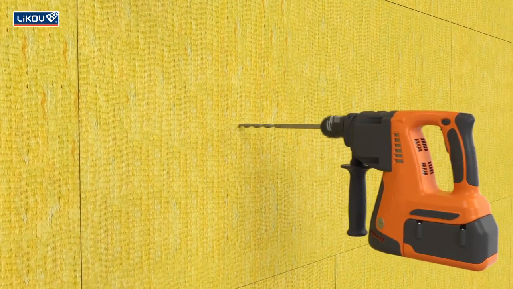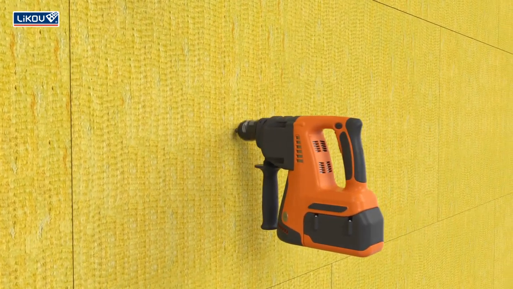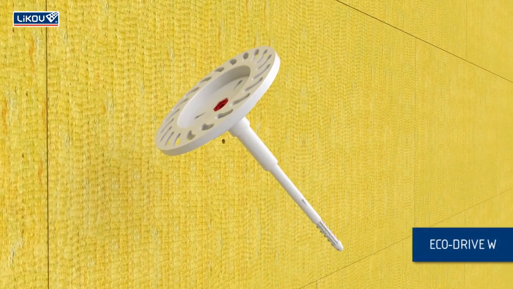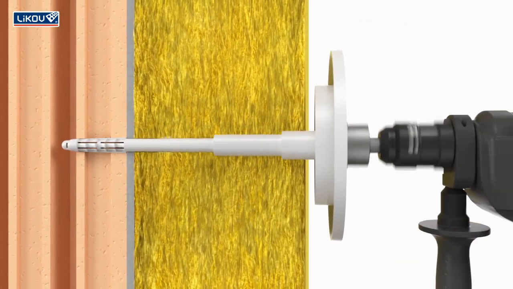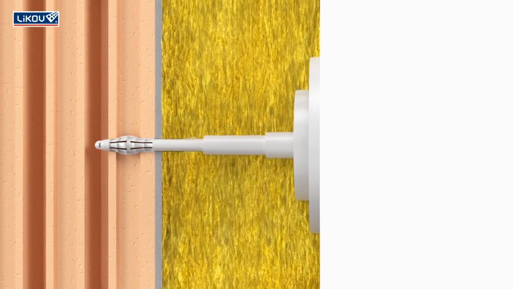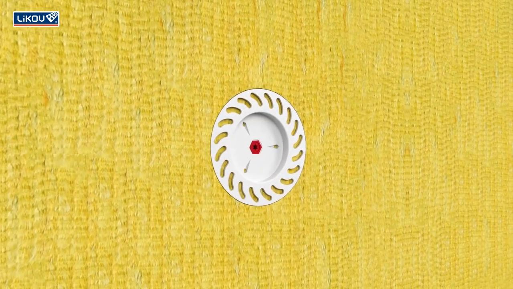The Echo Drive W anchor is designed for professional fixing of mineral wool. It is mounted using a special tool for anchor immersion. The anchor is closed with a mineral wool plug.